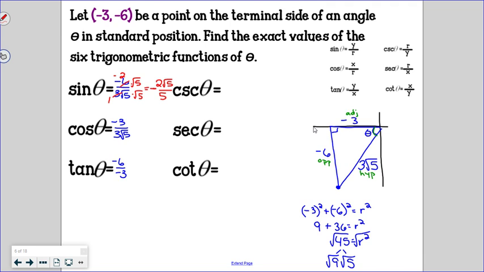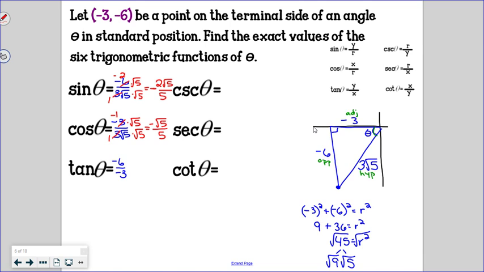Good. Same thing here, your 3's would cancel, rationalize. Negative 1 times the square root of 5, and then square root of 5 times square root of 5, so we'd get negative square root of 5 over 5. And again, it doesn't matter where the negative is as long as you have one of them in that fraction.